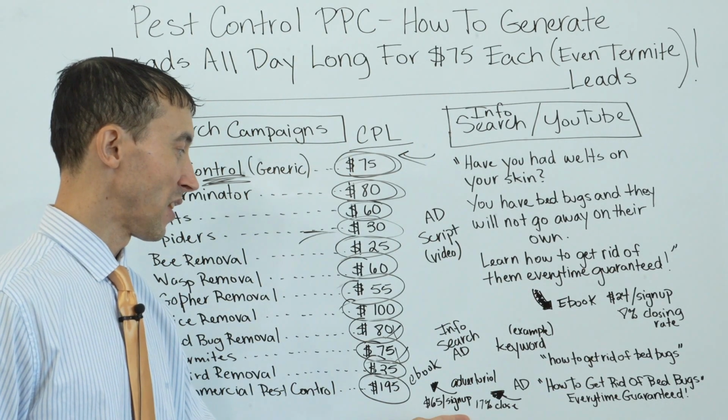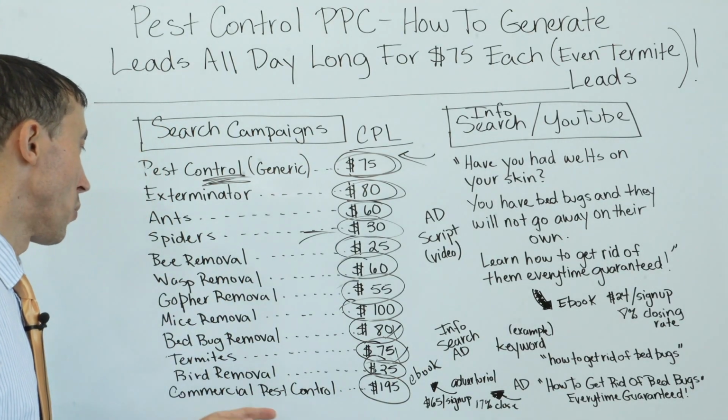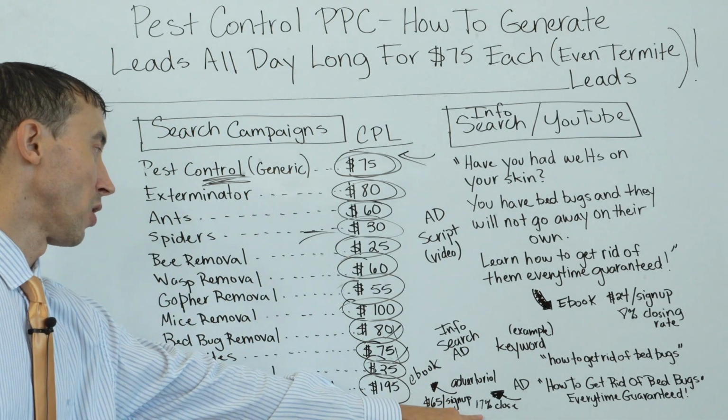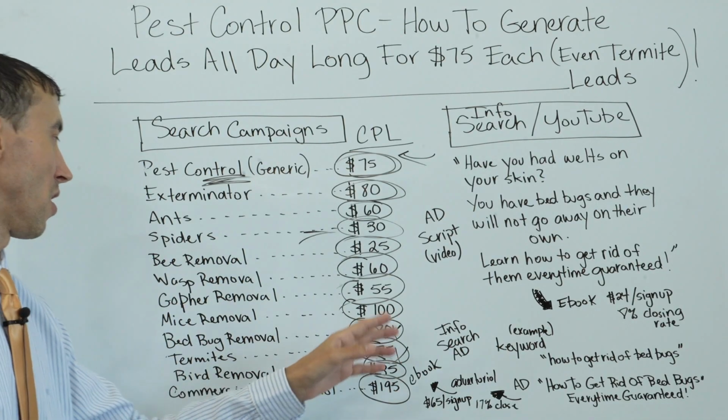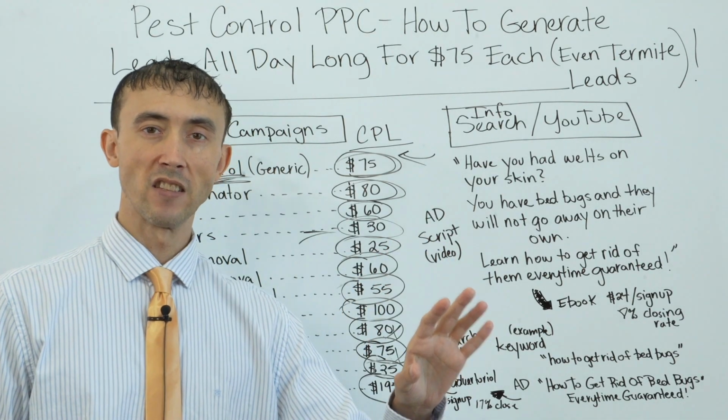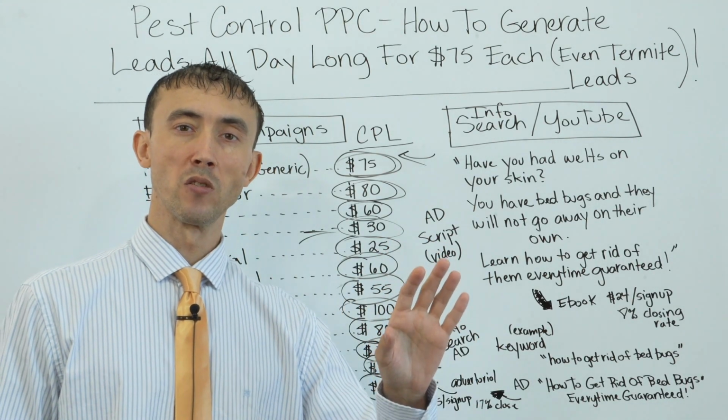So anyway, you may say $65 a sign up. That's a hell of a lot more than I get, but in terms of the lower closing rate, this bed bugs is $75 a lead because on the bed bug leads from Google search ads, if you have a good salesperson, you can easily close 30% of those.